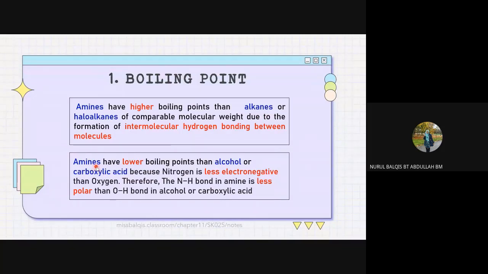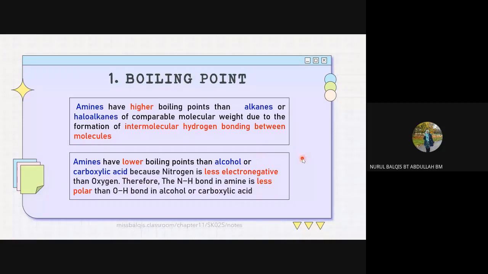Kalau amine pula kita nak compare dengan species with oxygen, okay, species with oxygen, kita akan dapat yang amine ni punya boiling point lagi rendah daripada species yang ada O macam carboxylic acid and also alcohol. Sebab apa? Sebab amine got nitrogen. Nitrogen is located at group 15. Okay, oxygen pula group 16. So kalau dia less electronegative, maksudnya bond dia pun less polar. Kalau dia less polar, means dia punya boiling point pun lagi rendah. Dia punya hydrogen bond pun lagi lemah daripada yang ada oksigen. Okay, clear eh? Kalau kita nak compare between amines dengan other compounds, difference?